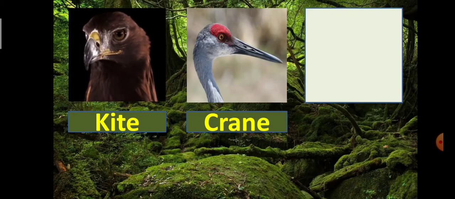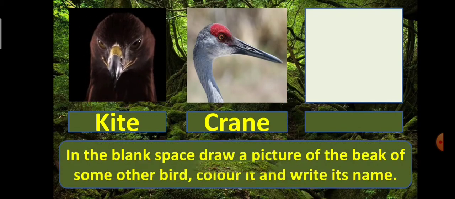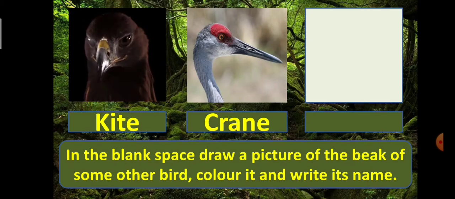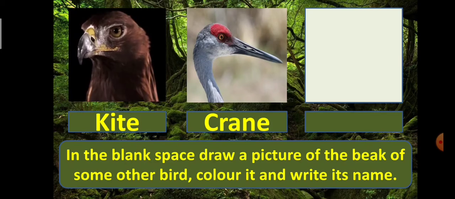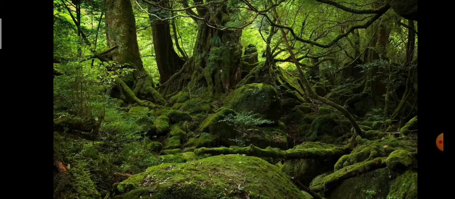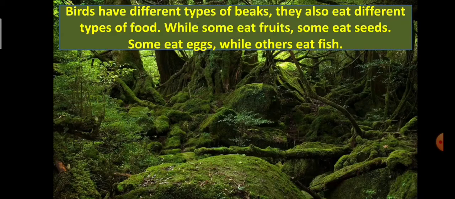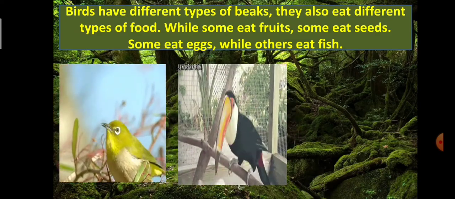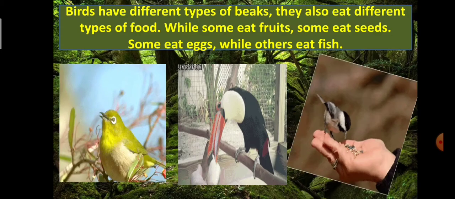Right. Now a blank box is given to you. In the blank space, draw a picture of the beak of some other bird, color it, and write its name. Okay. Now, birds have different types of beaks. They also eat different types of food. While some eat fruits, some eat seeds, some eat eggs, while others eat fish.